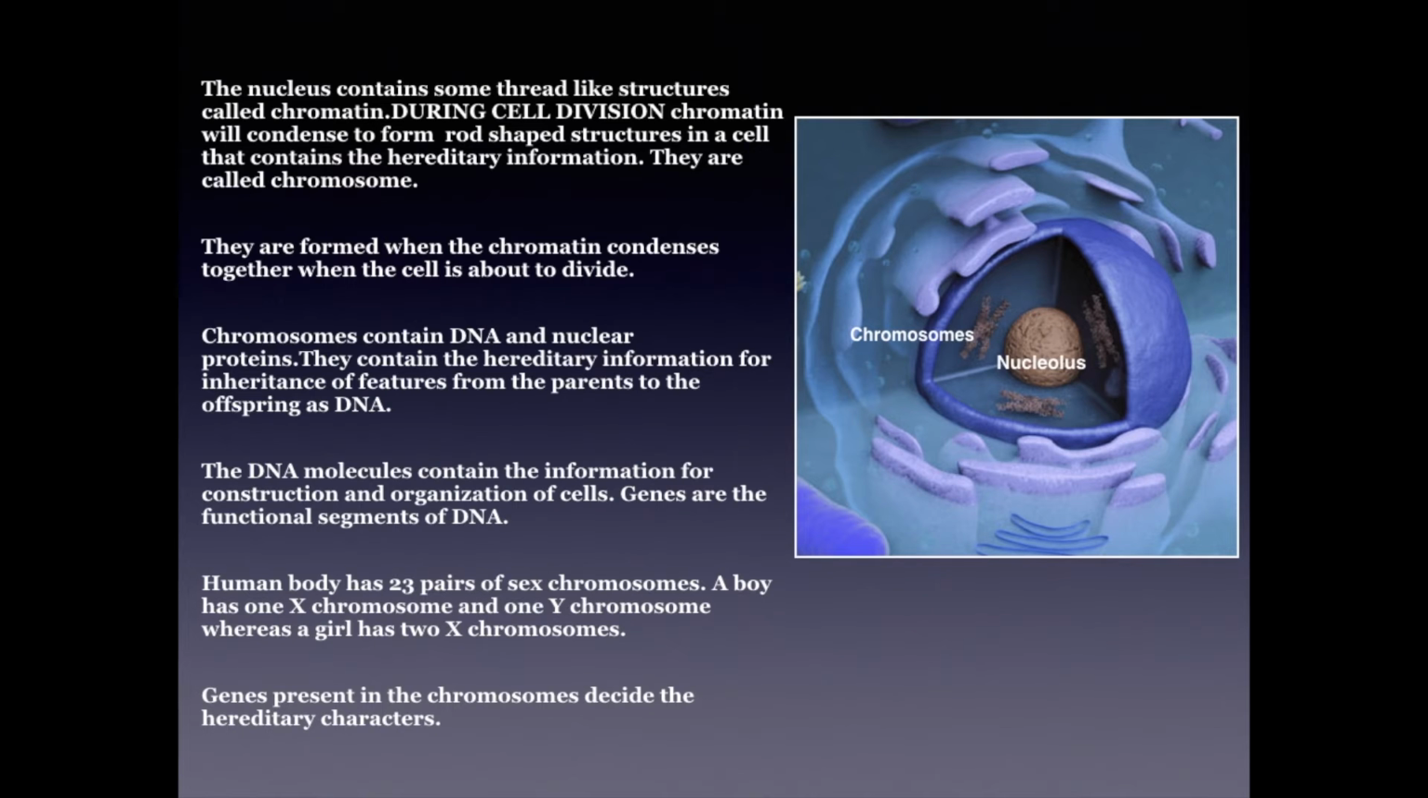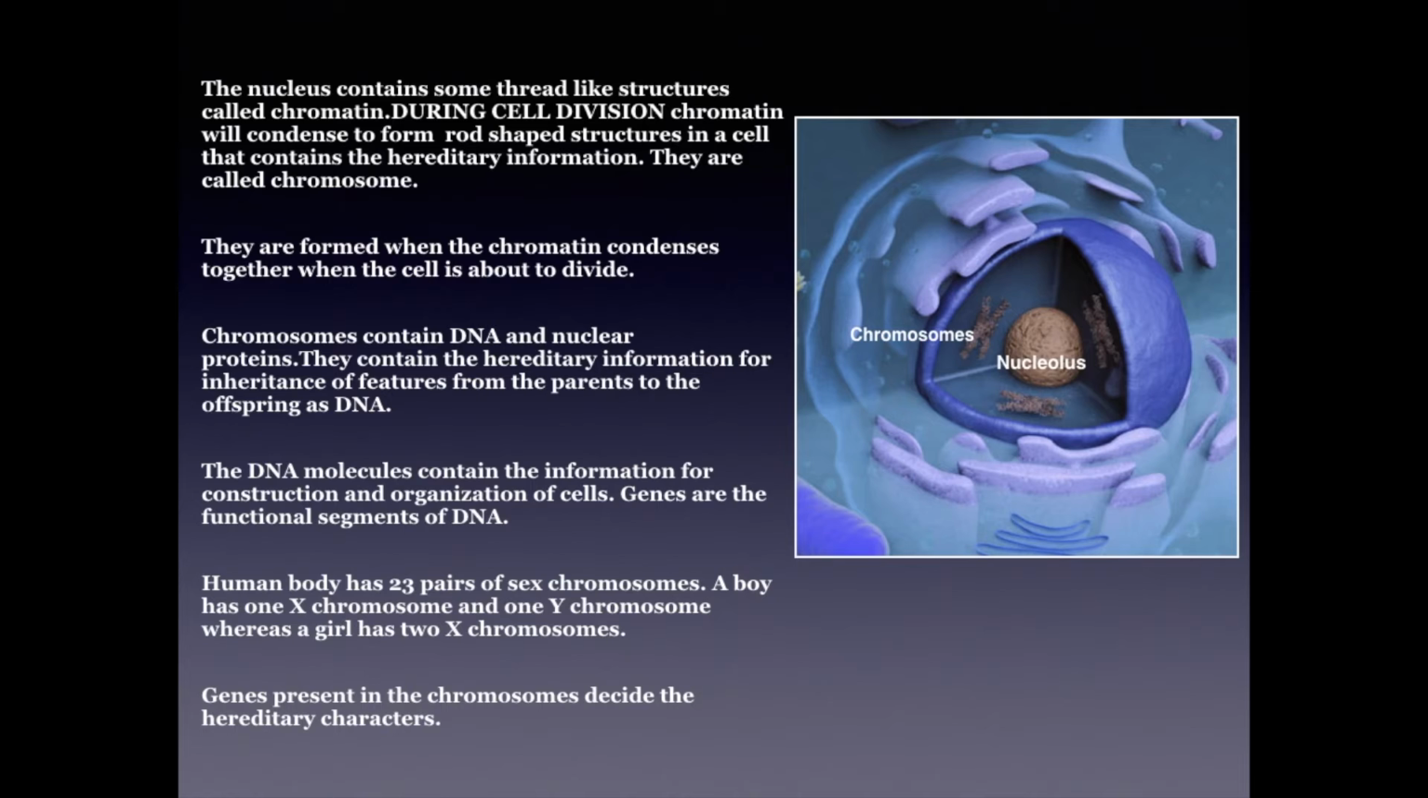When any cell is about to divide, the chromatin threads start to condense, and upon condensing they acquire this X shape, which we refer to as chromosomes. These chromosomes contain the DNA, deoxyribonucleic acid, which contains the genes. These are the ones carrying information from one cell to the next, or from the parent to the offspring: what the next cell is going to be like, what kind of features it will have. This is carried by these chromosomes.